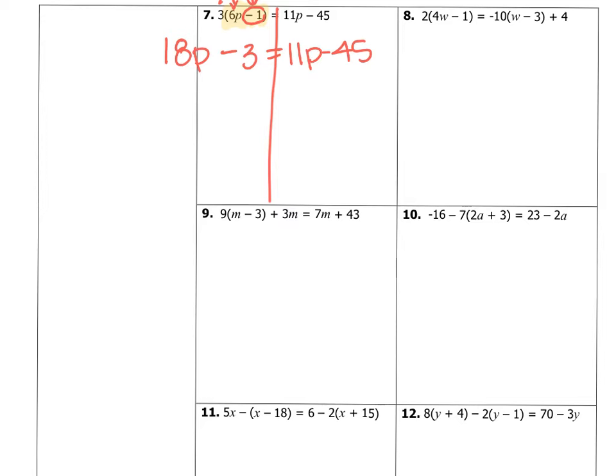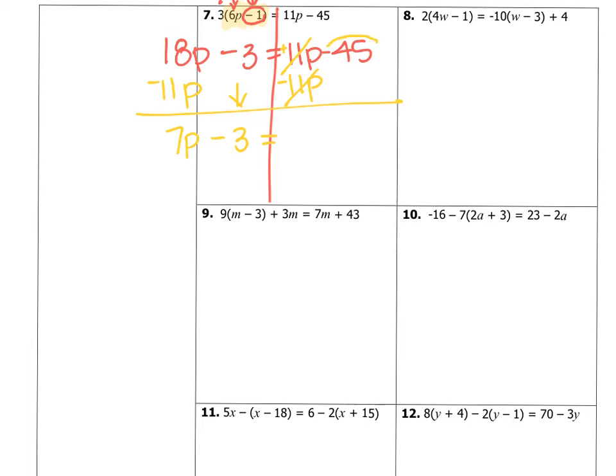So now I jump to step 3 and I move the p's all to one side. So I'm going to subtract 11p because this is a positive 11. That's why I subtract it. Remember to use the sign in front, like this is technically a positive 11. I'm going to subtract 11p from both sides. When I do that, 18p minus 11p is 7p. I still have this minus 3 equals my positive 11p and negative 11p cancel.